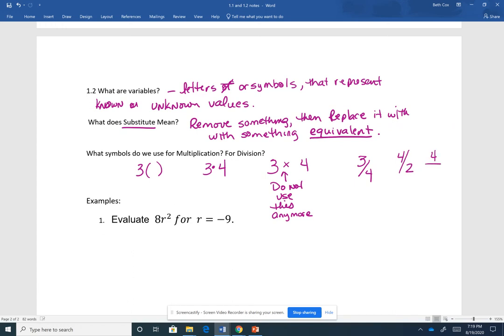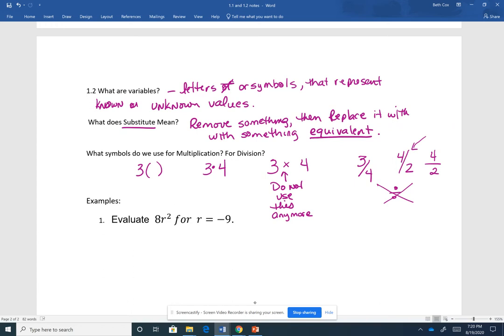You can do it horizontally. But division, we use fractions. We generally do not use this symbol hardly ever anymore. We don't use that one anymore. It's not even on the calculator. If you look on your keyboard, this is what's on your keyboard, not even a horizontal one. So that's division. Okay, fractions mean division, always have. So just be aware that that's what division is.